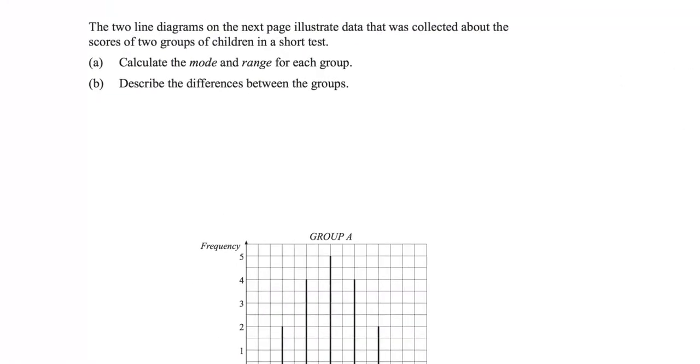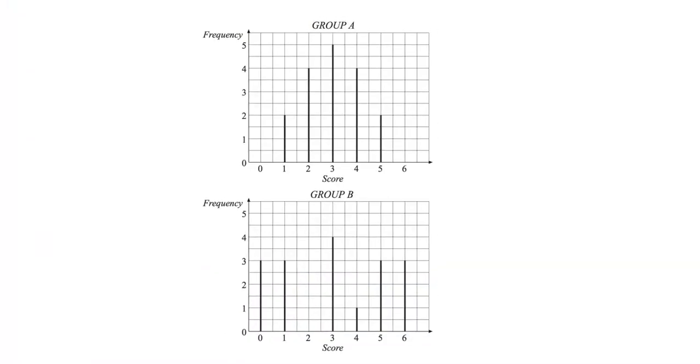So we've got two diagrams underneath, and they illustrate some data about two groups of children and their scores on a test. First of all, we've got to calculate the mode and the range. So let's start looking at group A. Well, the mode is the most common, and we can see this from the vertical line graph because it is the tallest one. So that one is 3 because 5 people had a score of 3.